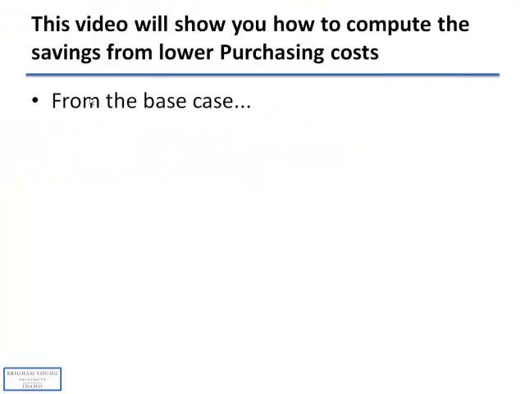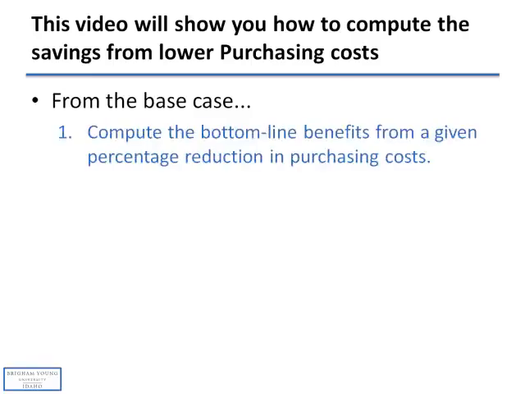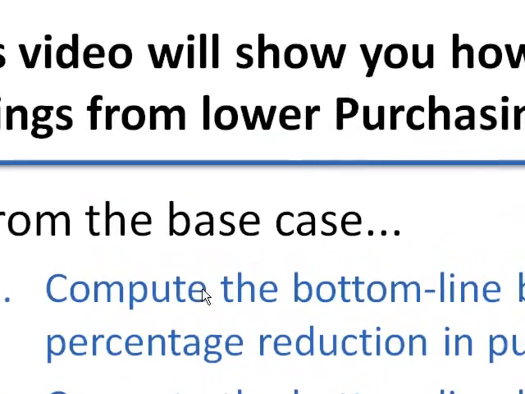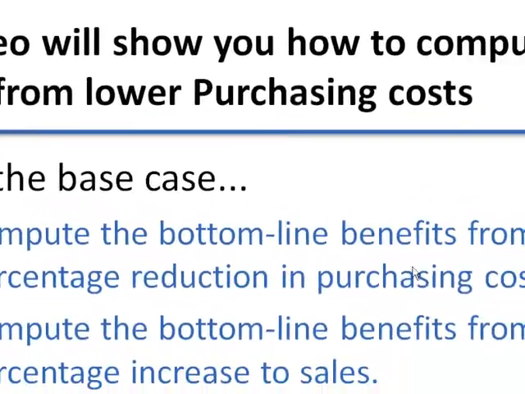To do so, we will first look at a base case where we have figures for sales and various costs and a profit margin, and then from there we will look at the bottom line benefits from a given percentage reduction in purchasing costs. That'll be our first option after the base case.